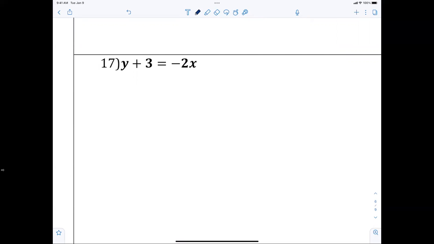So on 17, Teo, tell them what's the point. Just tell me confidently. What is the X and the Y point and what's the slope? 0, -3. You are amazing. And what's the slope?